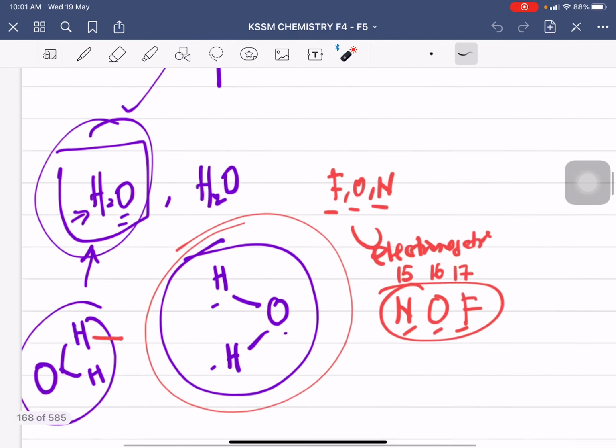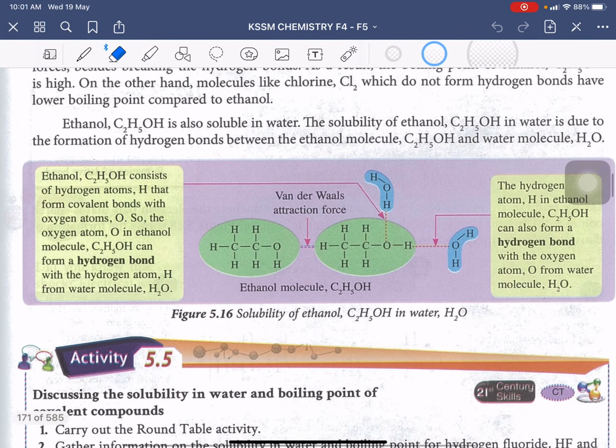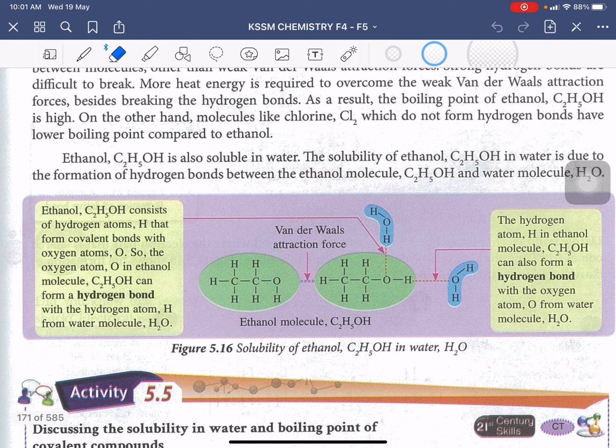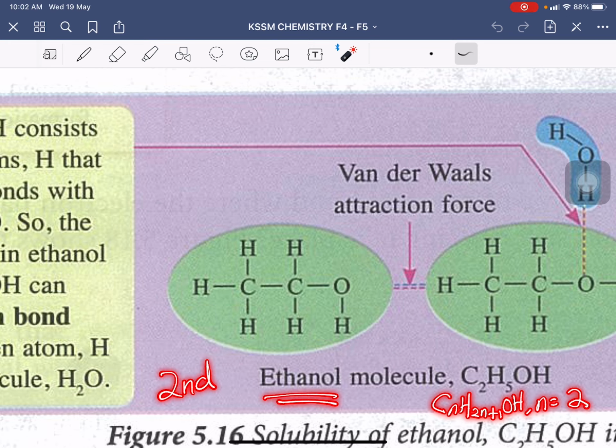Let us look at the example that we were talking about in Chapter 5 from Form 4, where we discussed ethanol earlier. So ethanol is soluble in water. If you look at this structural formula, you can understand that this actually comes from CnH2n+1OH, where n is equal to 2. Why is n equal to 2? Because ethanol is the second member.